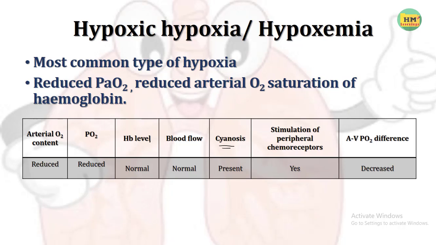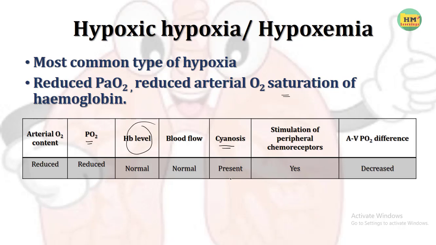Because PO2 is less. If the PO2 is less, the oxygen saturation of the hemoglobin is less, but the hemoglobin level is normal. So if the hemoglobin level is normal and there is less saturation of hemoglobin, what will be the other type of hemoglobin present in the blood? It will be deoxyhemoglobin, because the hemoglobin level is normal. So that deoxyhemoglobin level is more, that's why it leads to cyanosis.